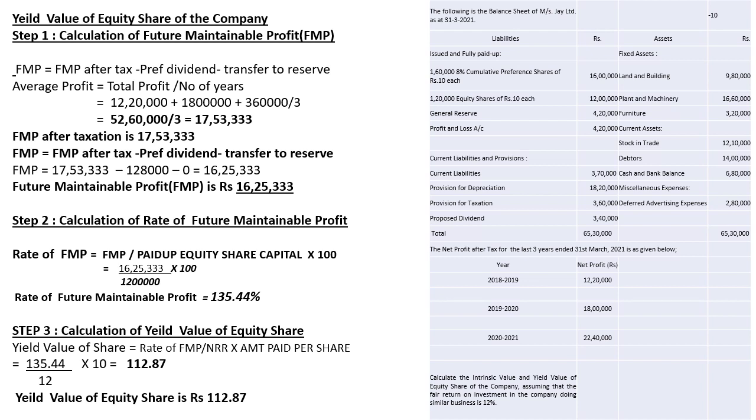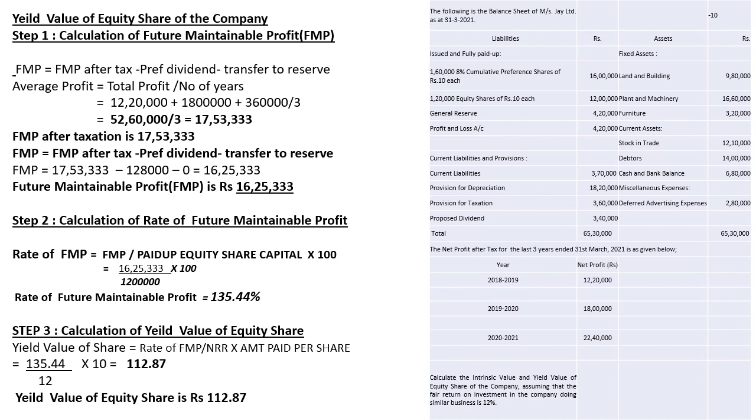Then in step number 2, you are going to calculate the rate of future maintainable profit. What is the formula of rate of future maintainable profit? FMP divided by paid up equity share capital, into 100.